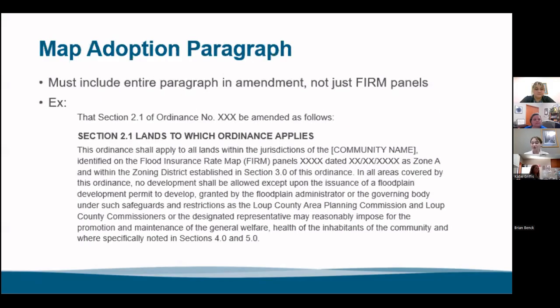So if you're just doing an amendment, you must include the entire paragraph in the amendment, not just the FIRM panel numbers. If you say the section of this ordinance will be amended and you just list out the panels, that's going to be the entire paragraph. So you're required to include the entire paragraph of the adoption into your amendment.